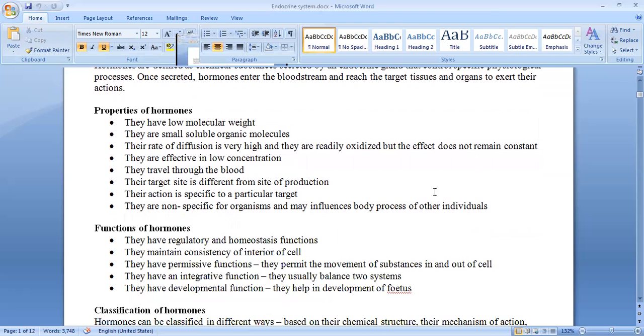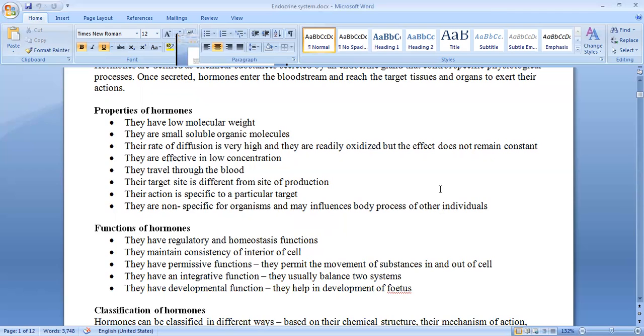Now all these hormones have particular, similar properties. They have low molecular weight, they are soluble organic molecules, they have a high rate of diffusion, right? They are very effective in very low concentration. Even a small amount of the hormone is enough to bring about the desired action. They all travel through the blood. The site of action, the target site, is different from the site where they are produced.